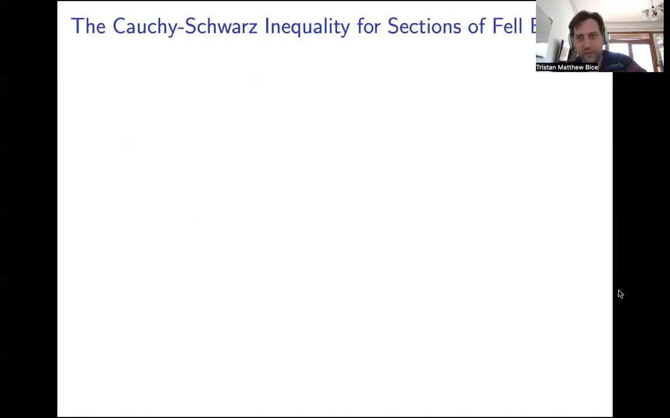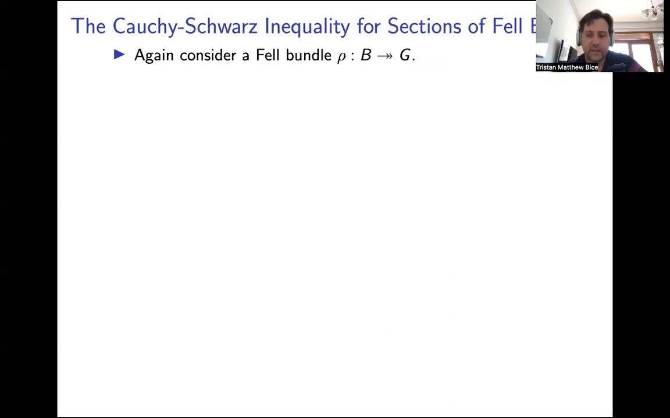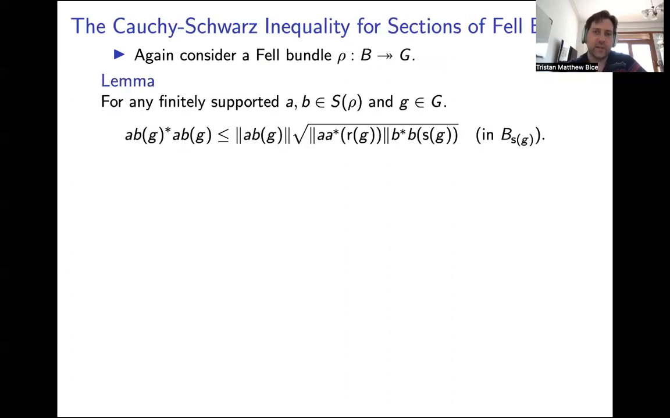The reason I want to introduce this is because I really want to prove a kind of Cauchy-Schwarz inequality for sections of Fell bundles at certain points anyway. So I think I have probably just enough time to outline this. So let's go back to the original case when you had some Fell bundle. A particular inequality I want to prove, which maybe looks a little scary at first, is the following. Say I have, just to make it easy, finitely supported sections of my Fell bundle rho.